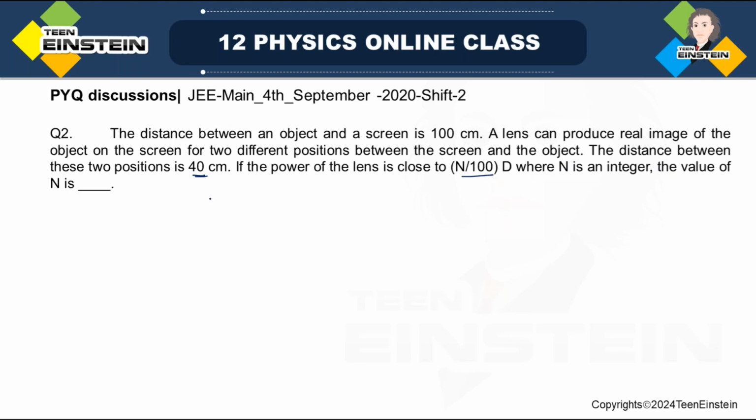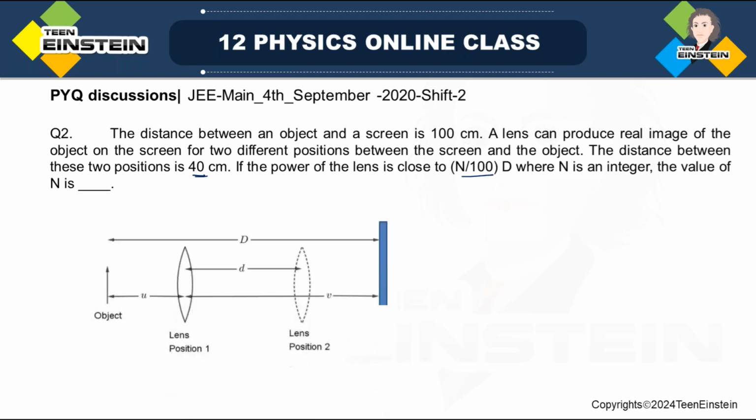There are two ways to do this problem. If you know the formula, you can directly put it in. I'll explain what the formula related to this problem is. Let us first understand the question. This is the object, this is the screen, and this is a convex lens. If we change the position of this lens, suppose this is position 1 and this is position 2.